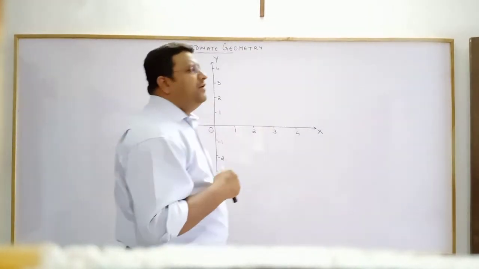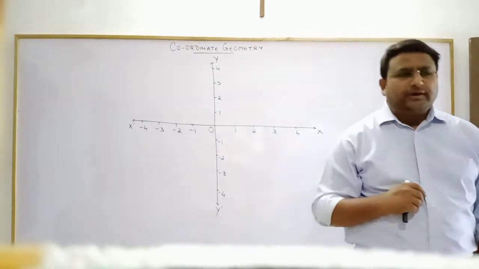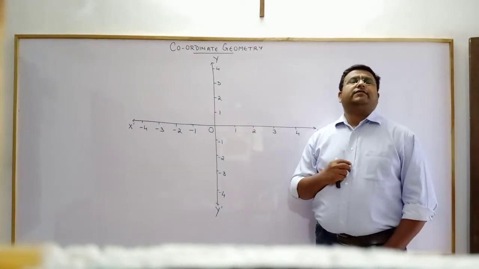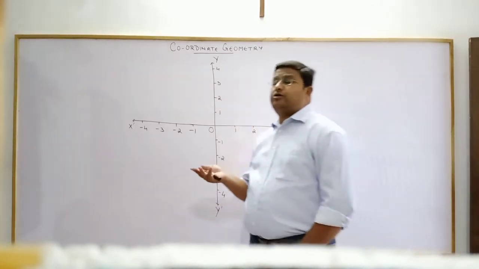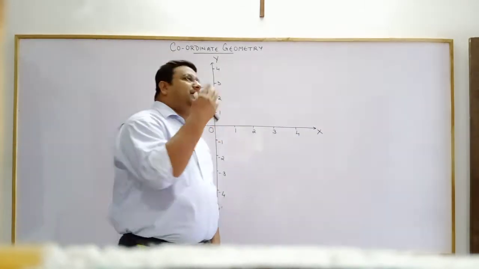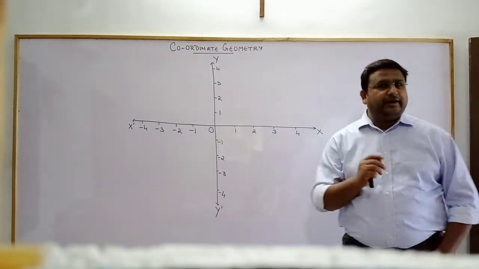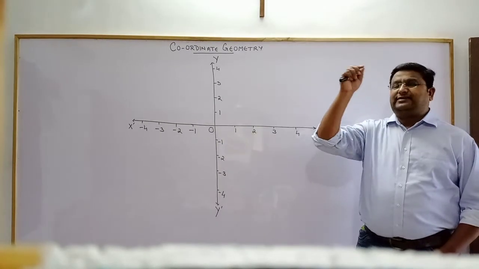When we talk about any position on the world map, how do we locate it? We locate it with the help of latitudes and longitudes. Latitudes and longitudes are the horizontal and vertical imaginary lines that divide the earth. Remember, you have studied this in geography. That is coordinate geometry, to get the exact position.